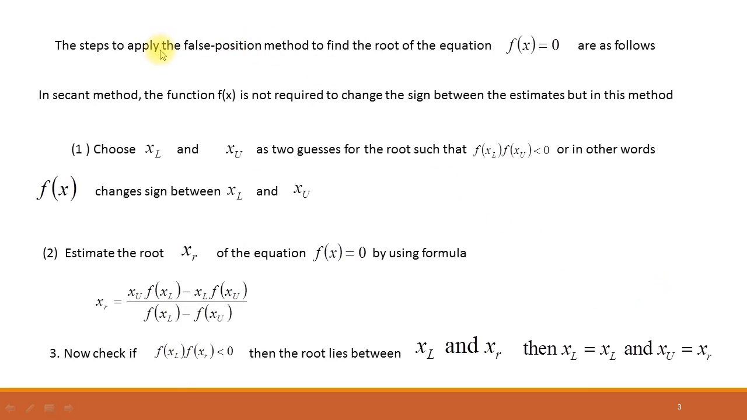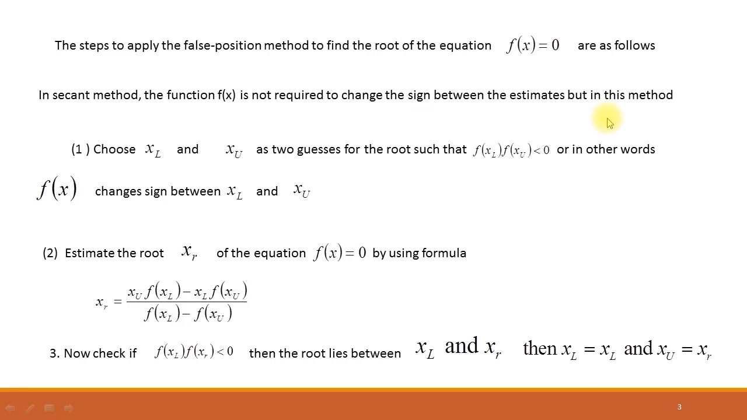So the steps to apply the false position method to find the root of the function f of x equal to 0 are as follows. Since I have already told you that in secant method the function f of x is not required to change the sign between the estimates, this sentence means that when we choose starting two values, the function is not required to change the sign on the two values.